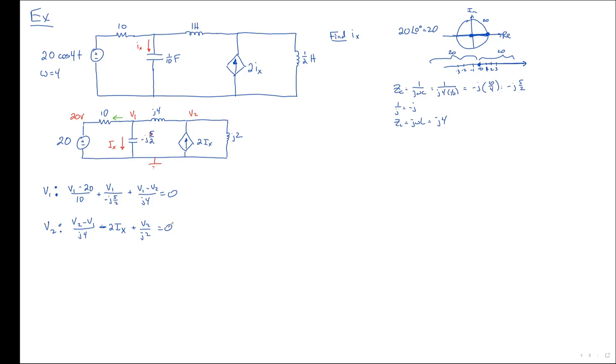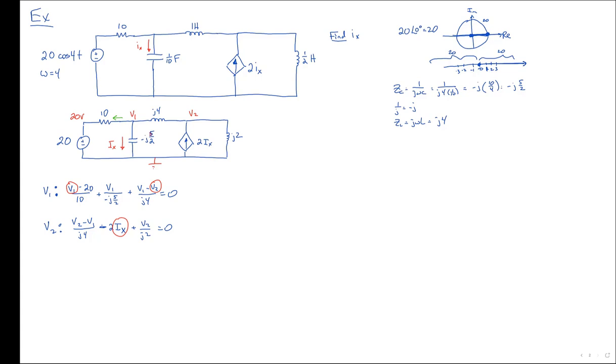So we've got this dependent source. We need an extra equation. Just to verify that we need an extra equation, we have V1 as a variable. We have V2 as a variable. We have Ix as a variable. We have three unknowns, only 2 equations. So we definitely need another one.